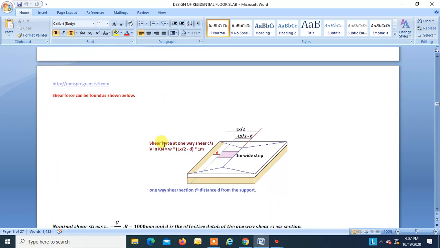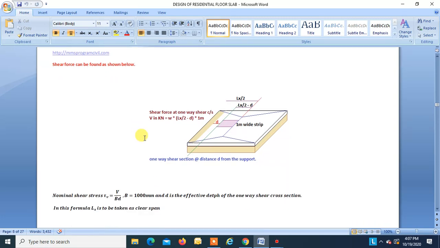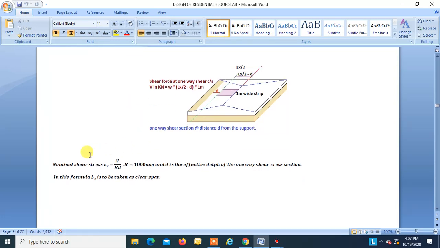In case of two-way slab, we also have to do the check for shear. The fundamentals remain the same. Take 1 meter strip, and W into Lx/2 minus D into 1 meter will give you V, and nominal shear stress tau v is equal to V divided by BD.